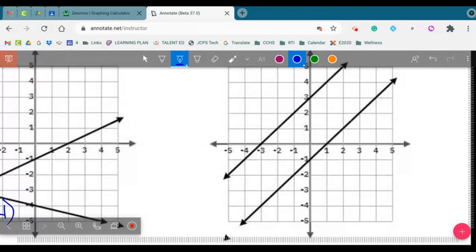These two are parallel. That means they don't touch, they will never touch. They have the same slope. So for this one, there's no intersection.